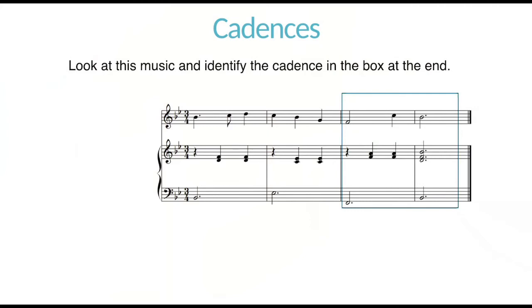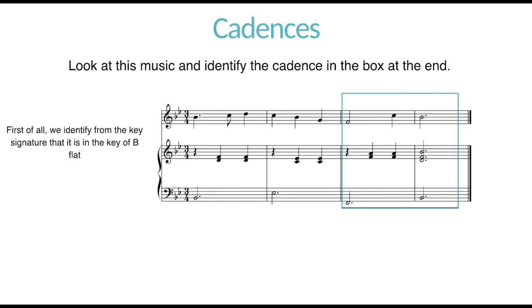Okay, so let's have a look at this music and identify the cadence in the box at the end. So we know that we're in the key of B flat. We say to ourselves, is this final chord here the chord of B flat? We've got a B flat, we've got a D, we've got an F, and then two more B flats. That is the chord of B flat. That is chord 1. So we're dealing with a cadence that is either perfect or it's plagal.